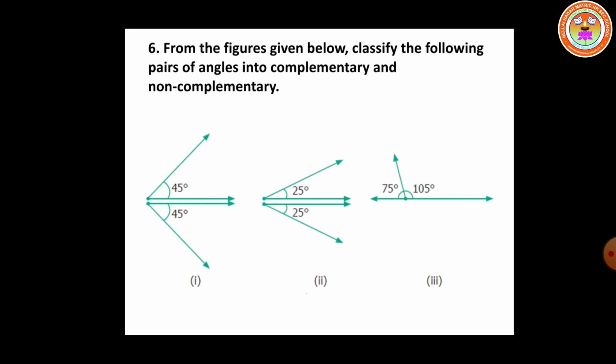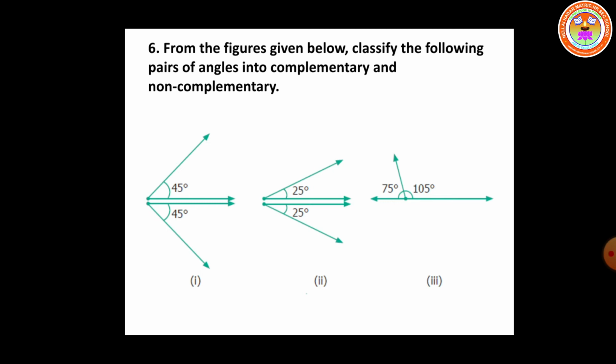You get the answer is 90 degree. What is the answer you get? 90 degree. So the first subdivision, given complementary angles. See the second subdivision, both the angles are 25 degree and 25 degree. If you add these two 25 degrees we get 50 degree, not 90 degree. Therefore these angles are non-complementary angles.